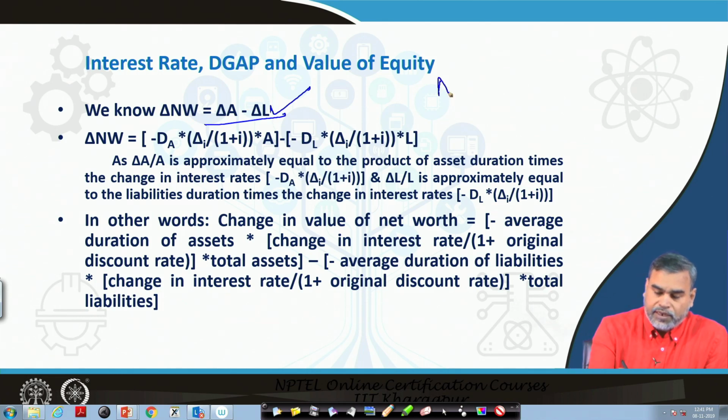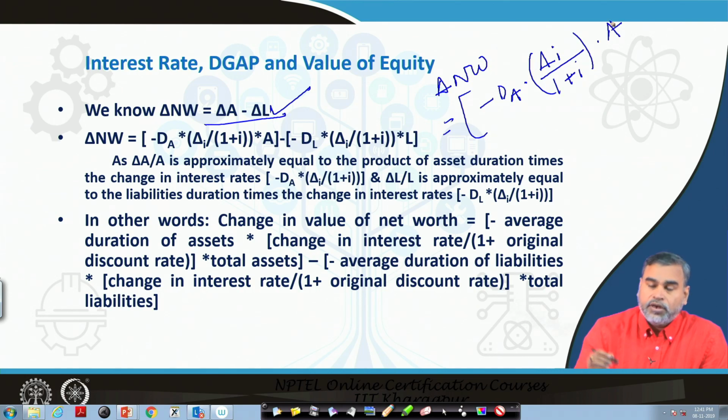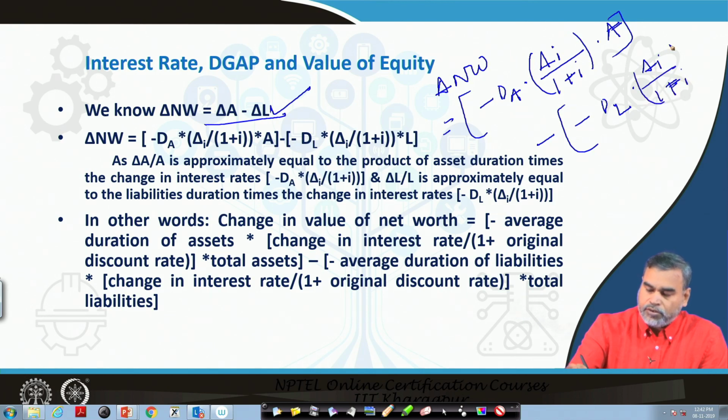Your delta NW is equal to minus dA, dA means duration of assets, into delta I, the change in interest rate, divided by 1 plus I, where I is the original interest rate or the original discount rate which was there before, into A, the total assets. Then minus the duration of the liabilities into the same delta I divided by 1 plus I, the original discount rate or original interest rate, into L, right.